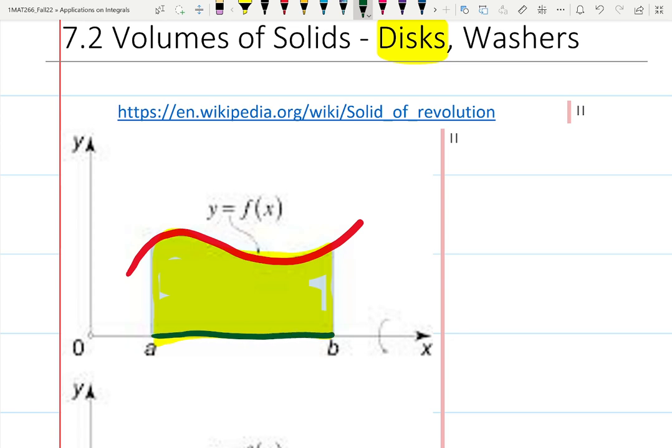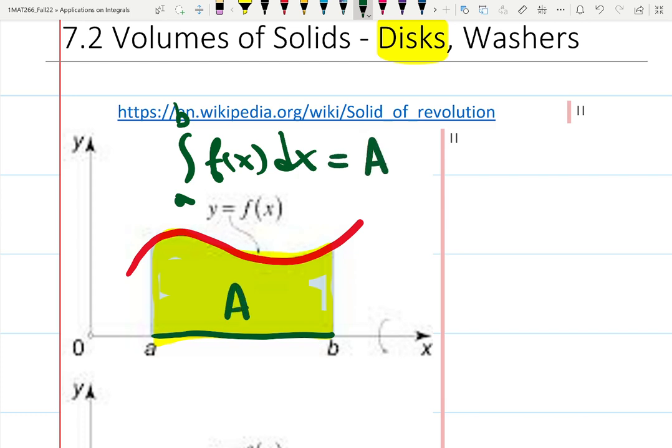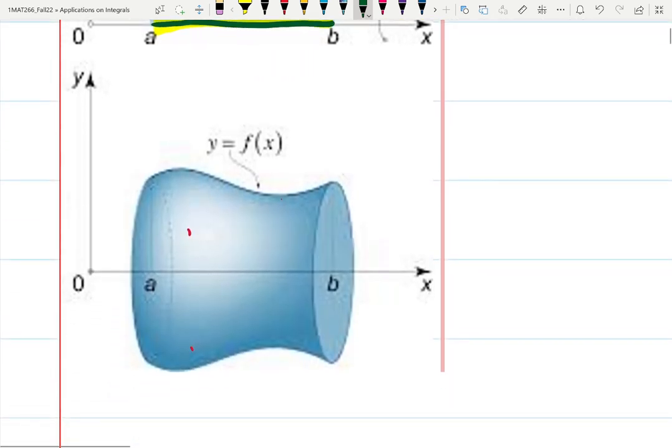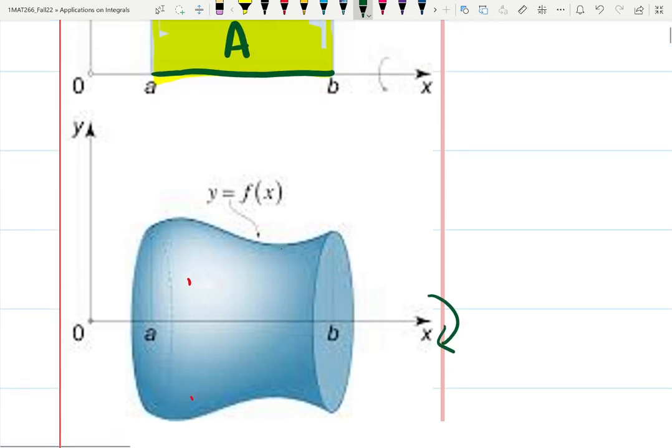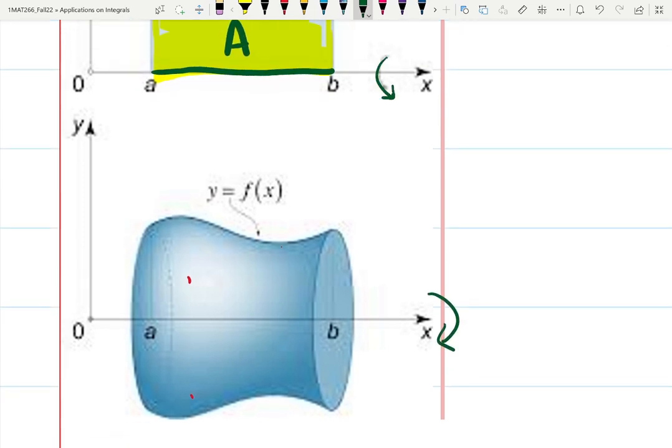So if we take this area, which we know is the integral from a to b, f of x dx, that's the area, A. But now what if we take this area and revolve it about the x-axis? Nice American notation, which I learned, is this notation, revolving. You could see it from their graph. They have it this way. Doesn't matter.